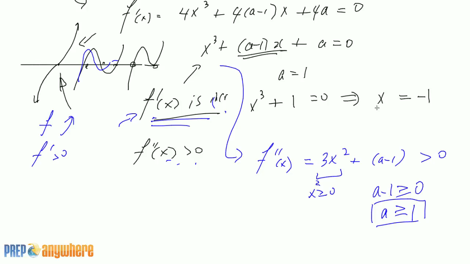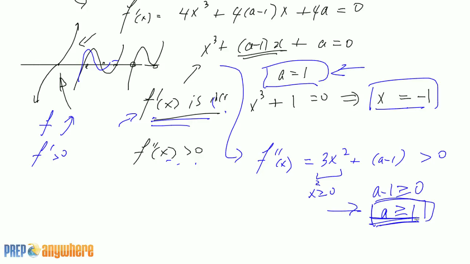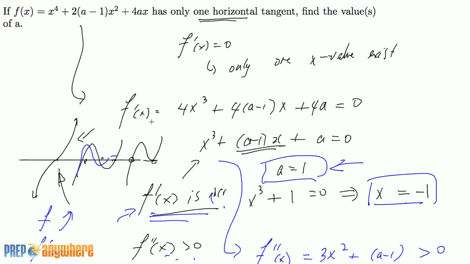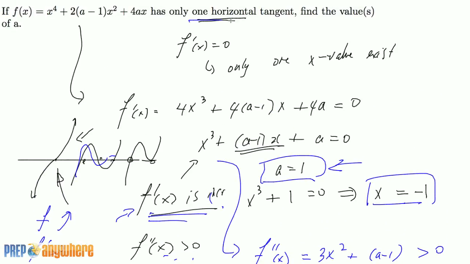So from guess and check, I got this. And from the second derivative, I got this. So this is the answer. All the values that are greater than or equal to 1 will ensure that it'll only have one horizontal tangent.